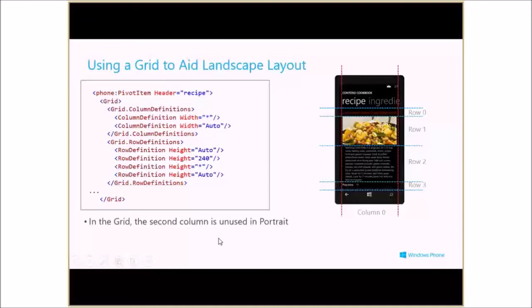So in portrait mode, the second column of the grid is not used, so that's why you make the width of the column star. We have two columns here, column 0 and column 1, and we're adding an asterisk to the first column, because you don't need another column in portrait mode. Again, the star or asterisk means that column 0 will take everything left after anything that is explicitly assigned to auto.